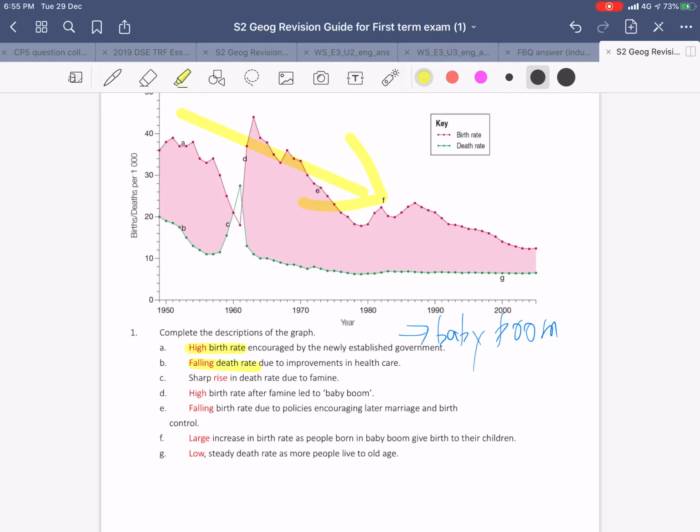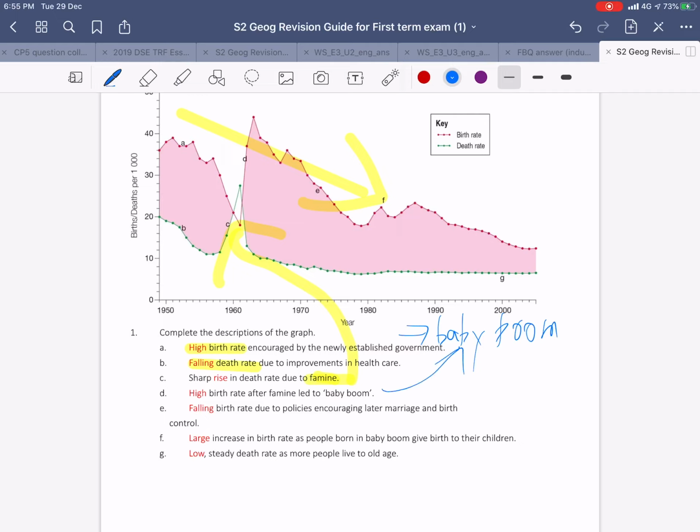Okay, high rise of death due to famine right here, which is talking about. Okay, and because in the 70 decades there are lots of natural hazards, and then you may find that in the Chinese history also. Okay, high birth rate after a famine also a kind of baby boom.